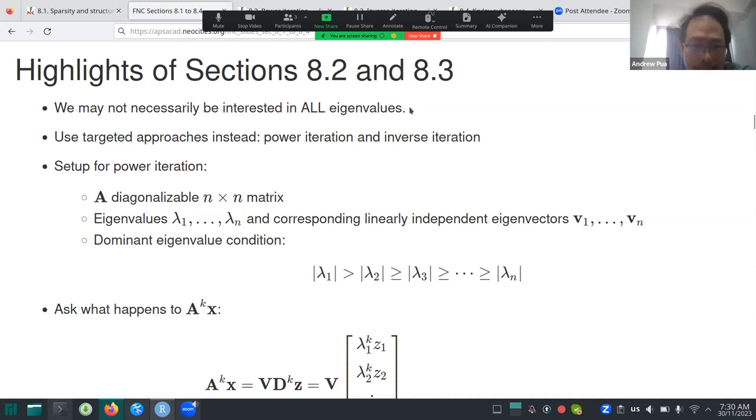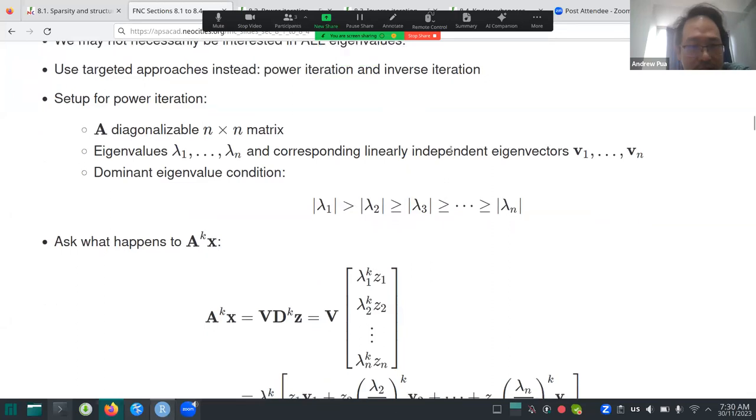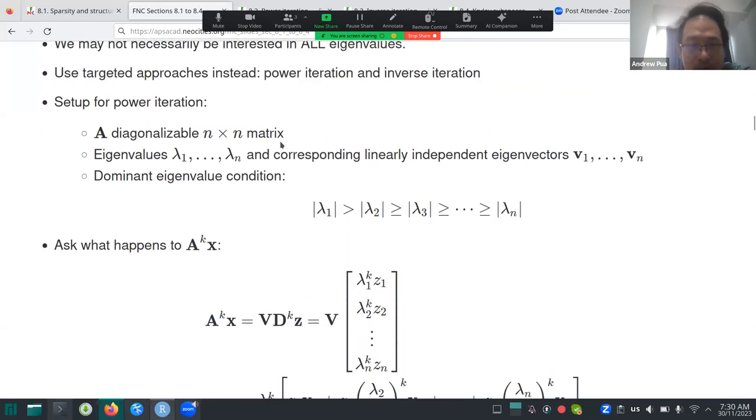Definitely you couldn't do this with pen and paper, so the suggestion is to do power iteration or inverse iteration. Let me show you the setup for power iteration. As you probably could guess, the word power here means that you'll be raising some matrix to some power. Therefore, it's related to what we said earlier about how the density of a power of a matrix changes as you increase its power. So the power iteration starts with a diagonalizable n by n matrix.